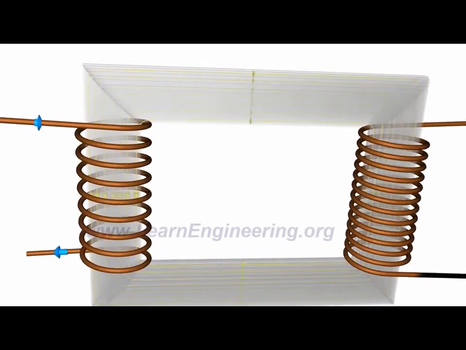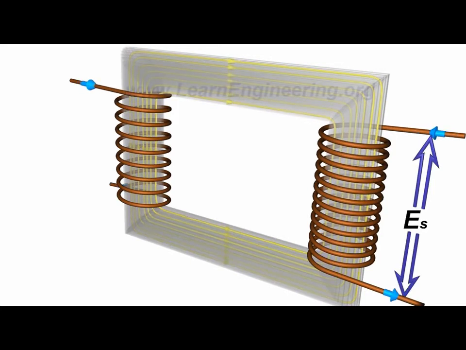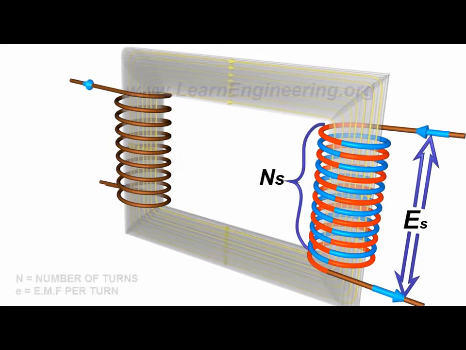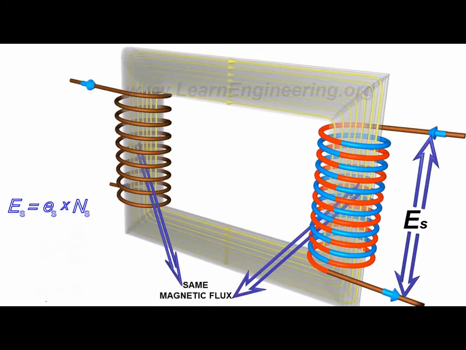This fluctuating magnetic field will induce an EMF in the secondary coils due to electromagnetic induction. Since the turns are arranged in a series, the net EMF induced across the winding will be the sum of the individual EMFs induced in each turn. Since the same magnetic flux is passing through the primary and secondary coils, the EMF per turn for both the primary and secondary coils will be the same.